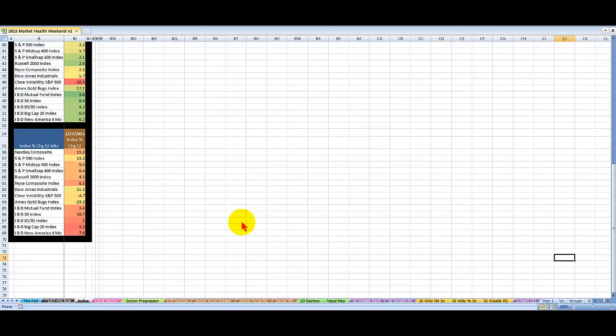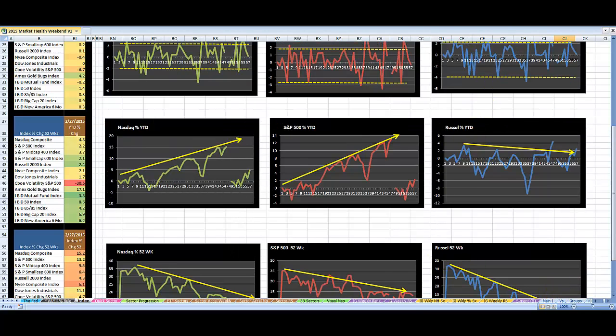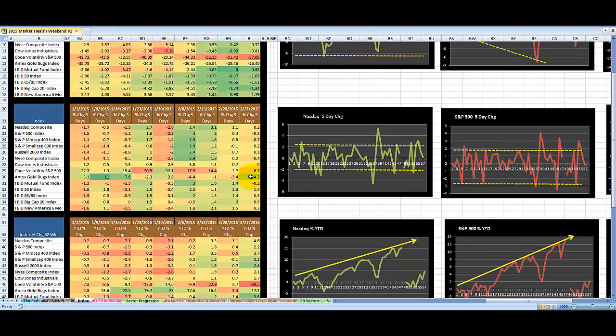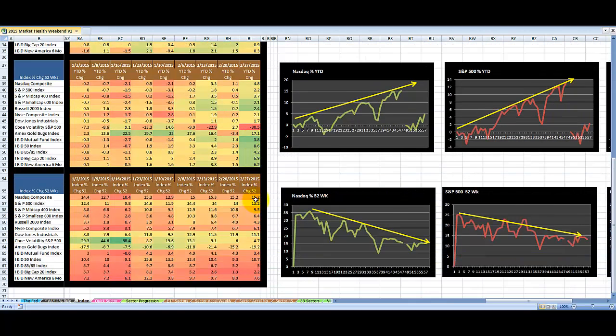The next page is an index summary that I like to use. Here are some of the things that I like to track. I get my data from MarketSmith. It's a sister company of Investor's Business Daily. I like to track the indexes, and I like to see how far off new highs they are. Also, I like to keep track of the 5-day change, the year-to-date change, and the 52-week change for the various indices: NASDAQ, S&P, mid-cap, small-cap, Russell 2000, NYSE, and then a few IBD things. I also keep track of the volatility and gold.